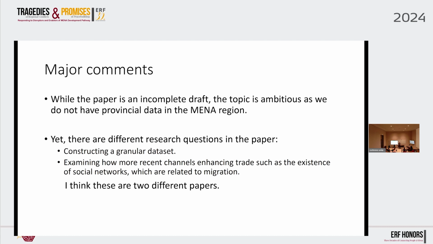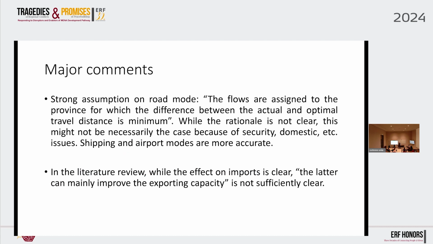So better to have a paper on the methodology of constructing the data and examining this in a classical gravity setup or a structural gravity setup, and examine how the data can be used in different gravity models, and then have a paper really on social connectedness and another one perhaps on COVID closure. But really, so far they are different research questions. One of the advantages of the data set is that you have also the transport mode, which is also an innovation.